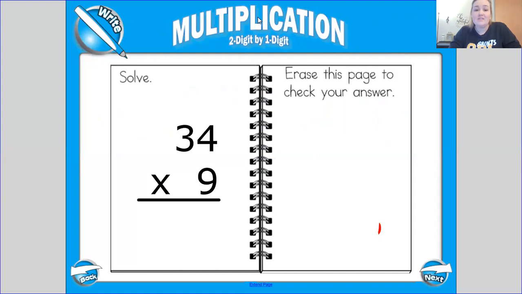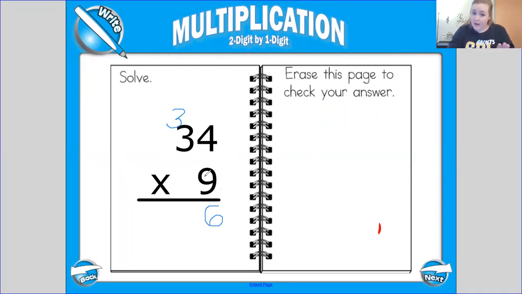So here's the first thing you're going to do. First, we're going to start with our ones place. Let me get my stuff to draw here. Okay, first I'm going to multiply my ones place. I'm going to multiply 4 times 9, which gives me 36. So I'm going to take my 3 and put it up here, and I'm going to take my 6 from the 36 and put it down here because I had to regroup. I had to take the 3 over there.